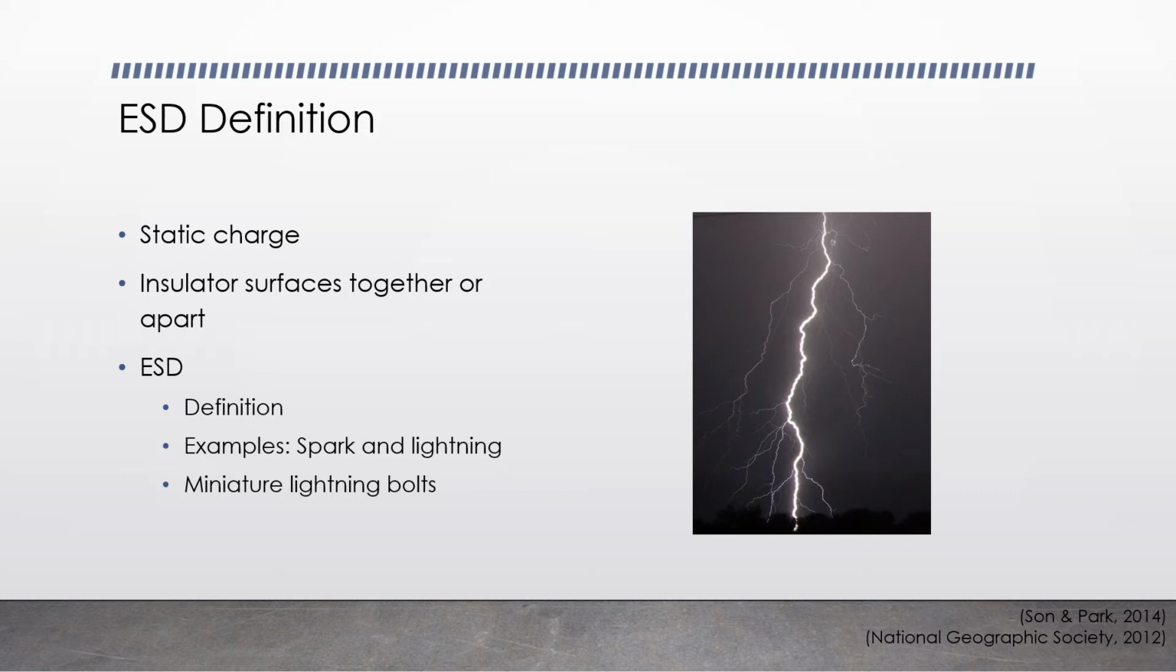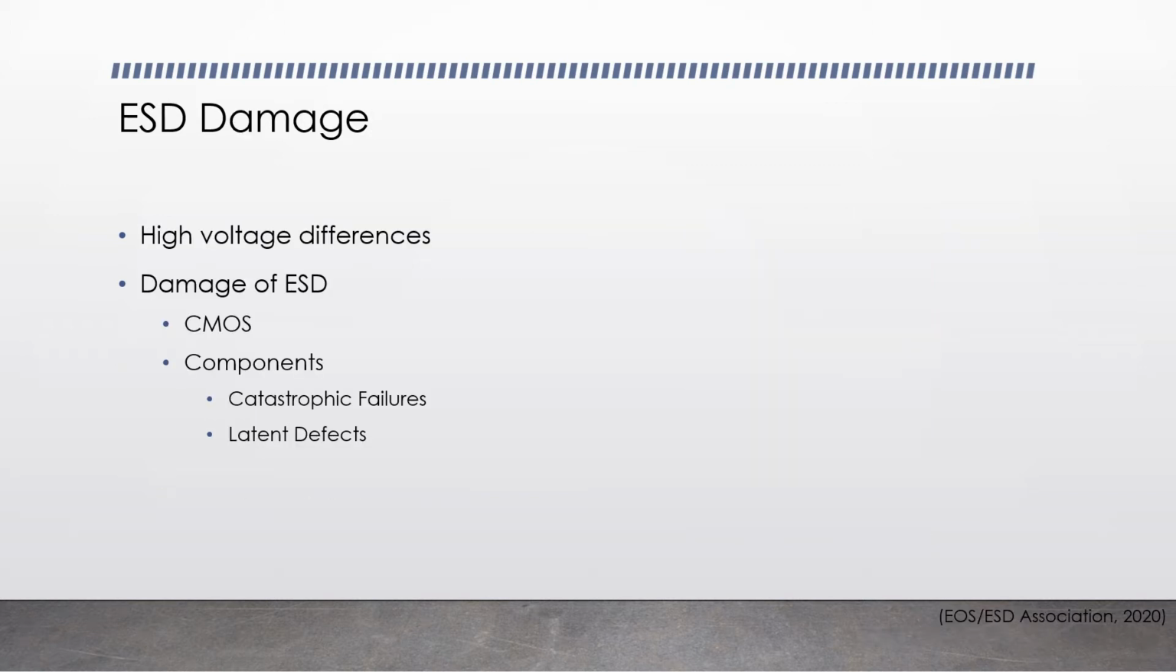ESD is a sudden flow of static electricity between two electrically charged objects for a very short duration of time. The most spectacular form of ESD is the spark, and lightning is the most common example of ESD in nature. It can be called miniature lightning bolts. ESD can occur only when the voltage differential between the two surfaces is sufficiently high to break down the dielectric strength of the medium separating the two surfaces.